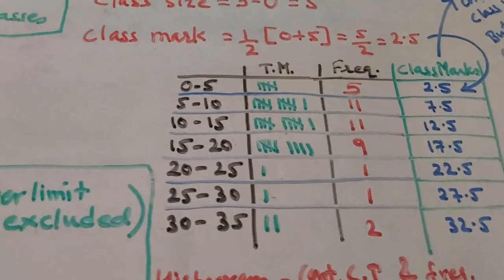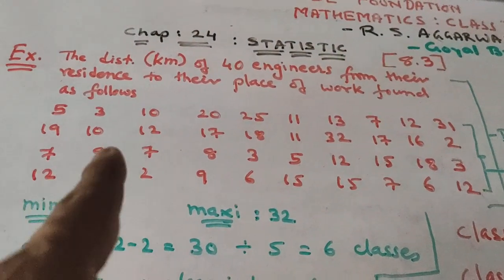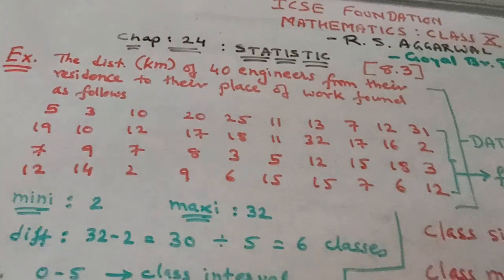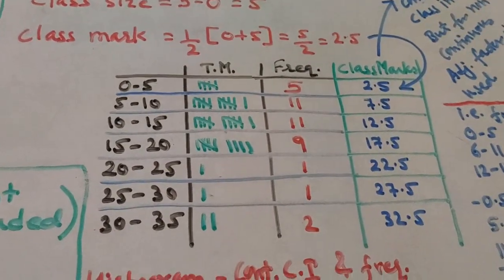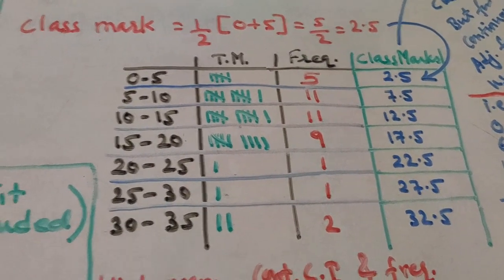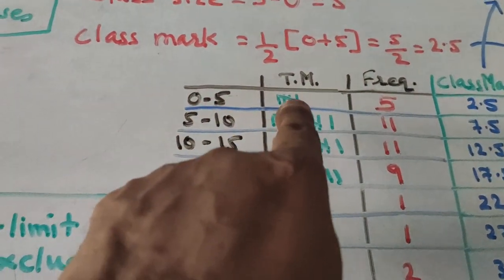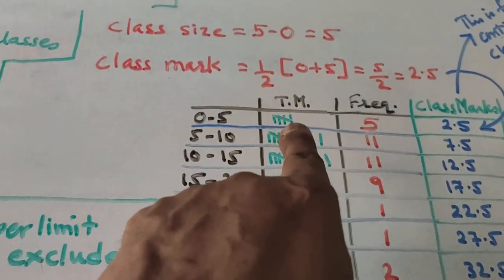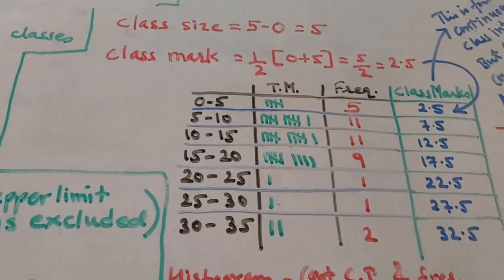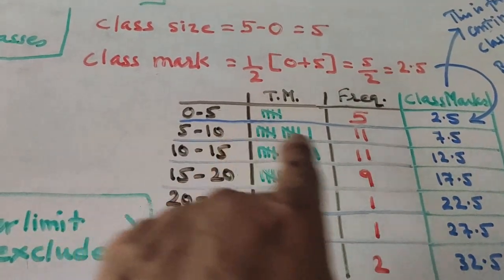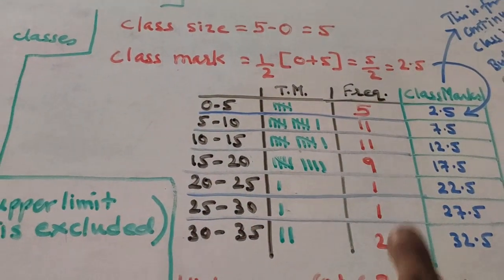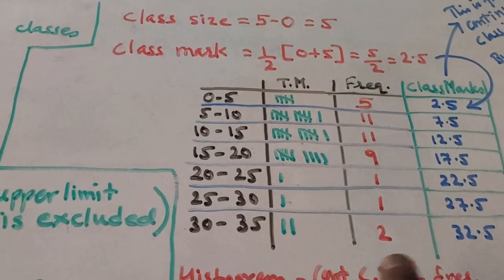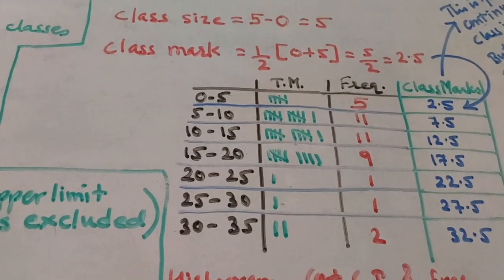If I find out the number of people who are traveling from residence to their workplace, I am going to get it in this manner. So 0 to 5, tally marks. I hope you understood about tally marks. You have studied all these things in 9th standard. So 0 to 5, you get frequency 5. 5 to 10, you get 11. So likewise, I am getting. If I add all these things, I will be getting summation as 40 engineers.